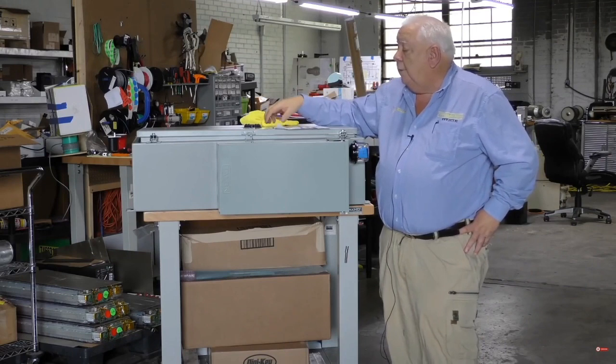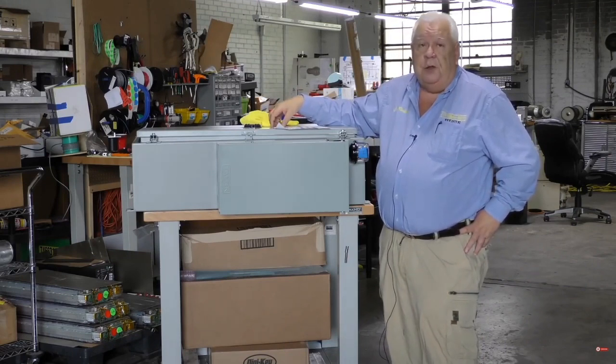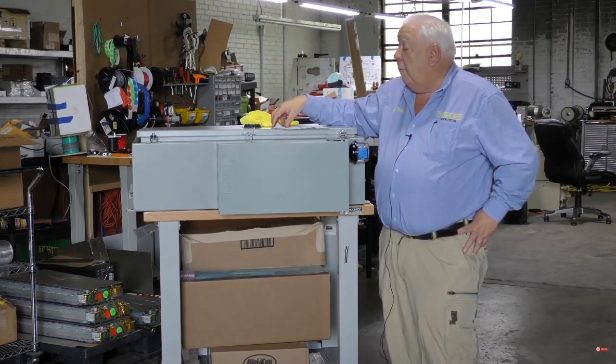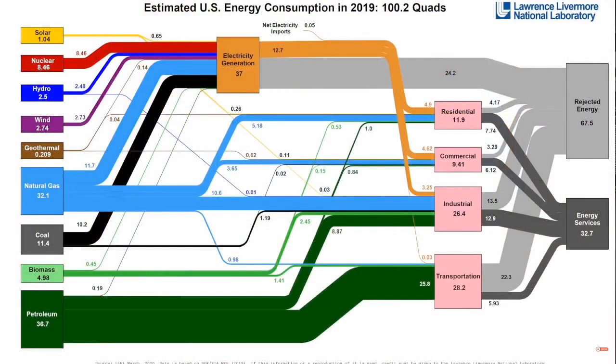They published a thing they publish every year, actually, called the Estimated U.S. Energy Consumption in 2019. 100.2 quads. Same Lawrence Livermore National Laboratory. Out of all energy sources, solar is 1.04%.